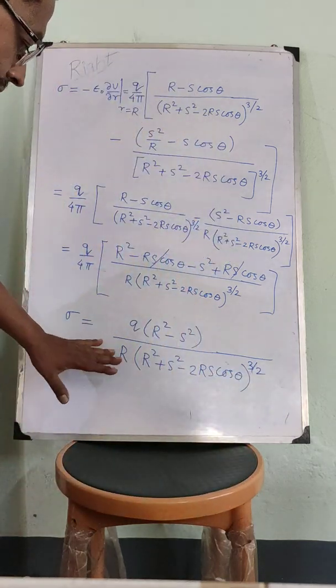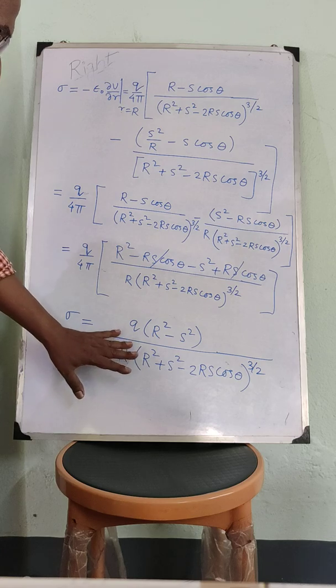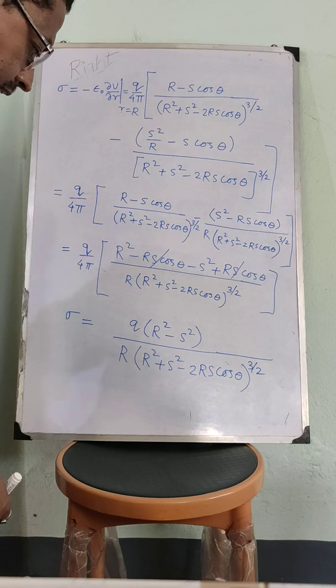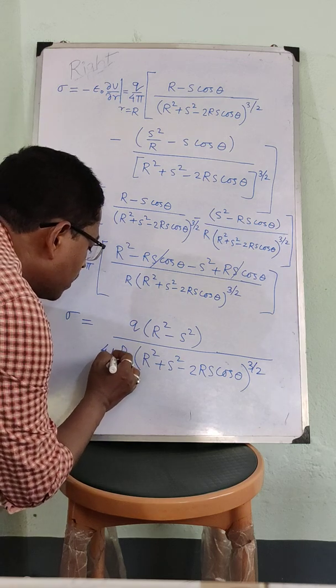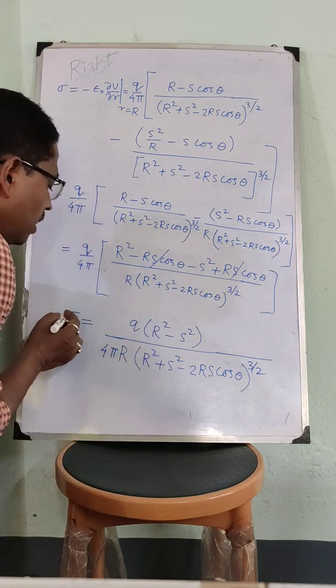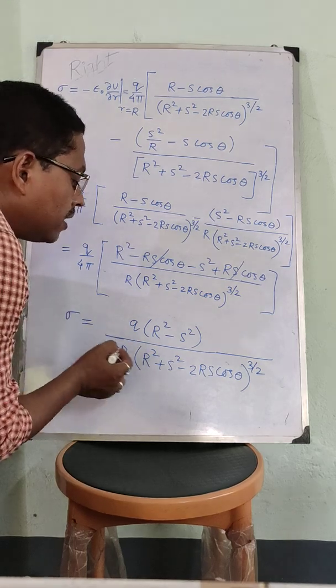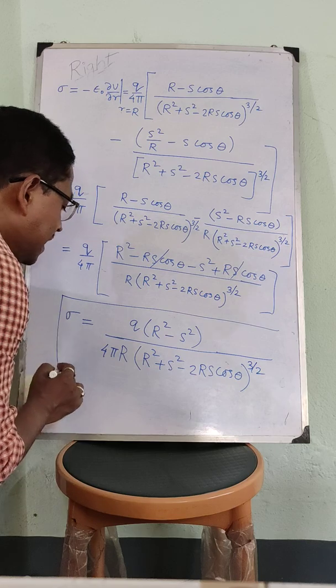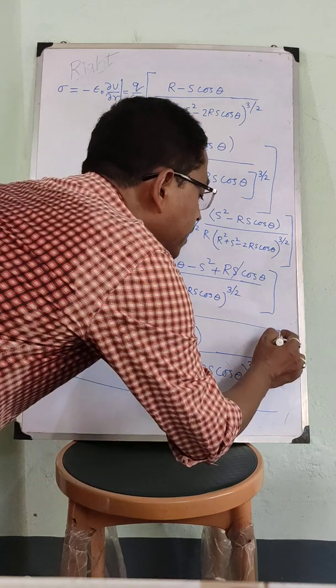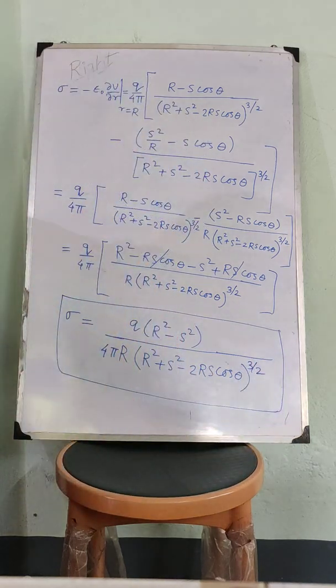So this is the final expression of the induced surface charge density. So 1 by 4 pi should be there. Okay. So now I think all terms I have taken into account. So this is the expression of induced surface charge density. So let me check.